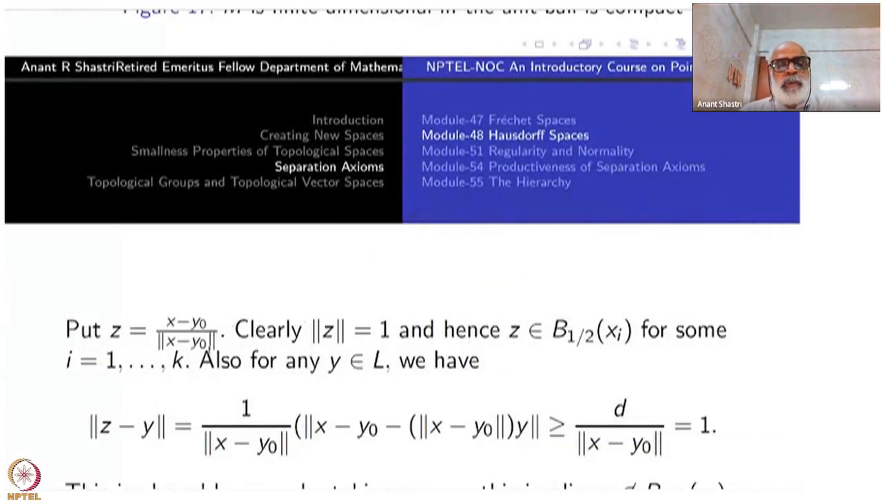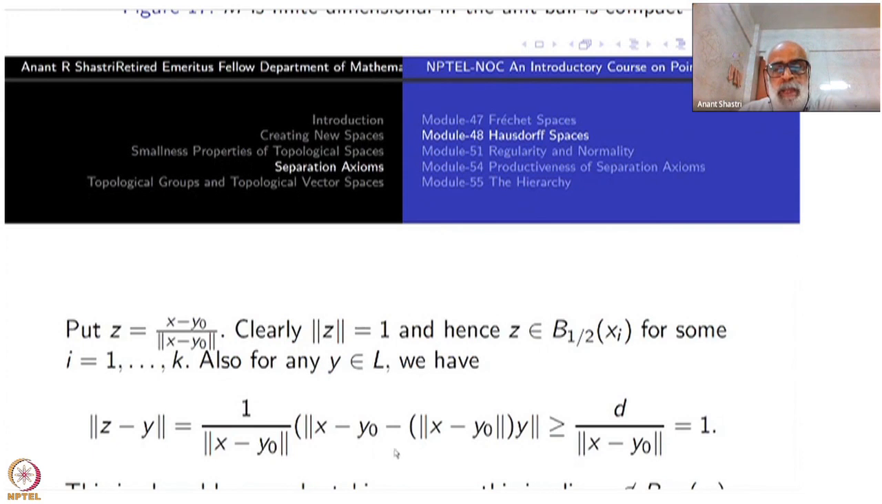Put z equal to x minus y naught divided by its norm. Then norm of z is 1. Therefore, z is in one of the balls B(x_i, 1/2), because the entire sphere S is covered by these balls for some i equal to 1 up to k. Also, for any y in L, we have norm of z minus y. You can rewrite it, as z is x minus y naught divided by norm of x minus y naught, pulling the denominator outside. Then I have to multiply by that number, norm of x minus y naught, times y.